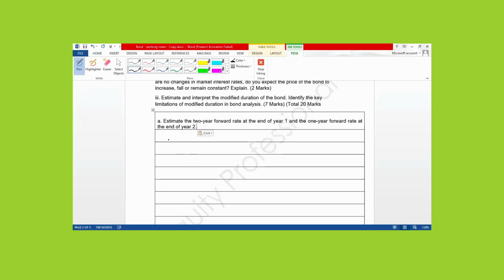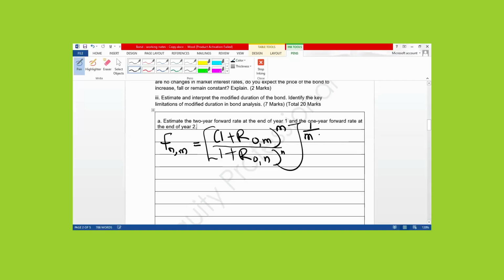Now, remember the formula. The formula is F(n,m) equals, open bracket, 1 plus R_m raised to power m, divided by 1 plus R_n raised to power n, close brackets, raised to power 1 over m minus n.